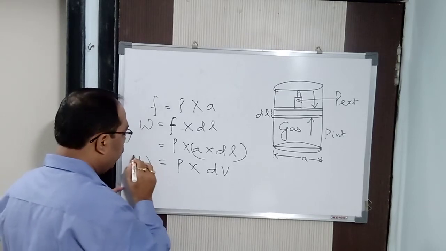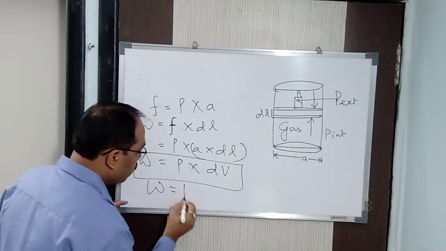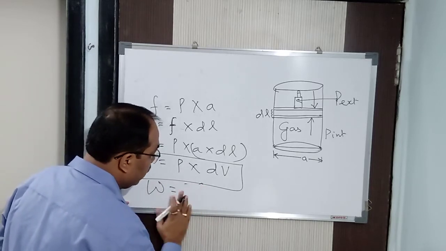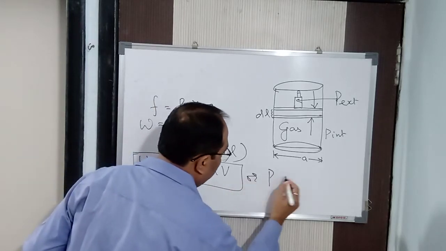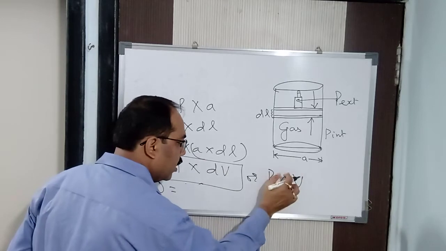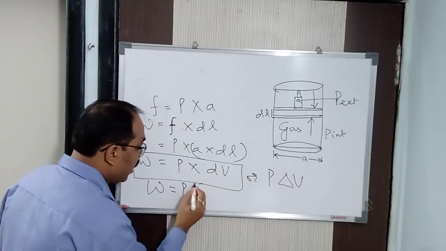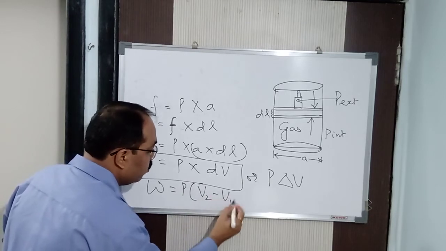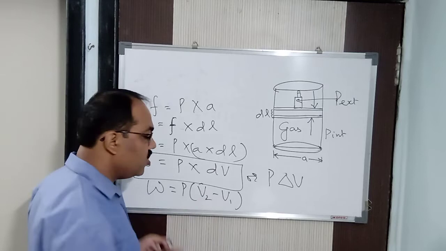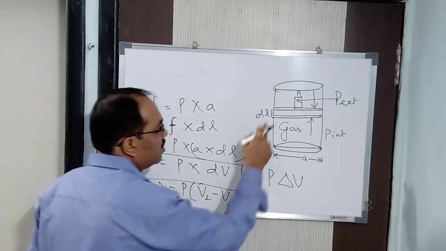So work done, what did we get? Nothing but PdV. PdV can also be said to be P delta V. dV is a small change in volume, delta V is the same thing. So P delta V or PdV, whatever you consider. In other words, I can say V2 minus V1, where V2 is the final volume and V1 is the initial volume.